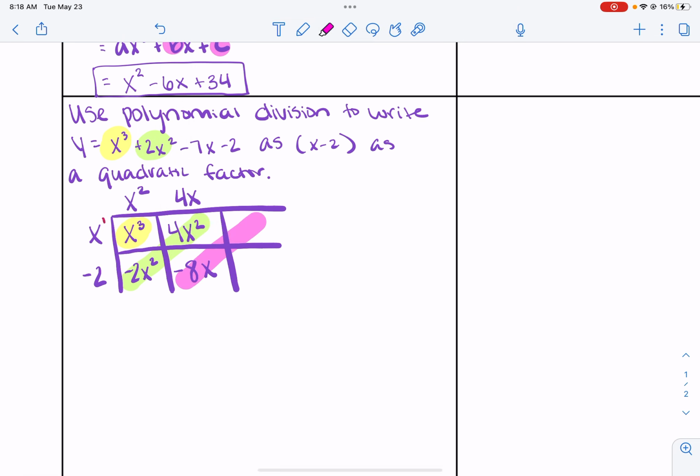Okay, and looking at this diagonal now, negative 8x plus or minus what gives you negative 7x? So that would just be 1x. And x times what is x? Well, that would just be 1. 1 times negative 2 is negative 2. And do these match? Yes, they do. So there's no remainder, which is nice. So our answer is this top line. So x squared plus 4x plus 1 is the answer for this part.